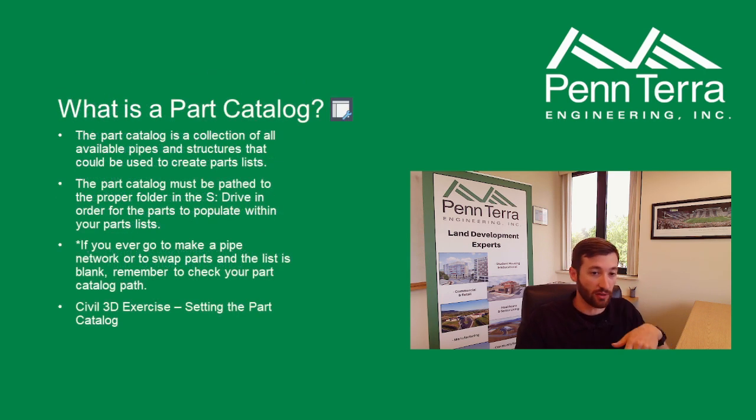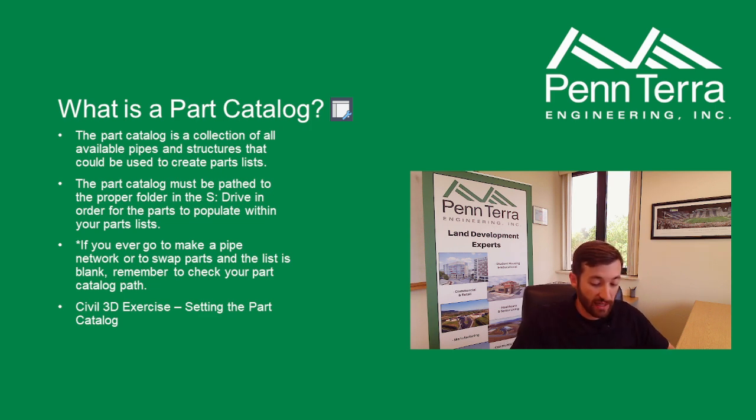Okay, so a parts catalog. A parts catalog is basically a collection of every part we have access to add to a parts list. A few things: the parts catalog has to be pathed to the S drive. Sometimes you may open a file and try to interact with a pipe network or create one and there are no parts. It shows up empty. It's because this path was lost and it's probably pathed to your C drive. So the first thing we're going to do today is run through how to set that network path.